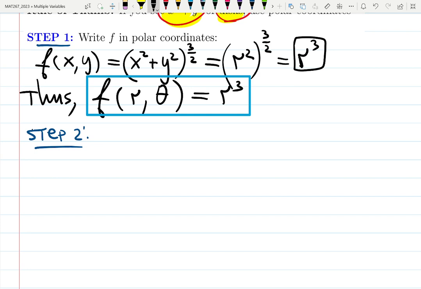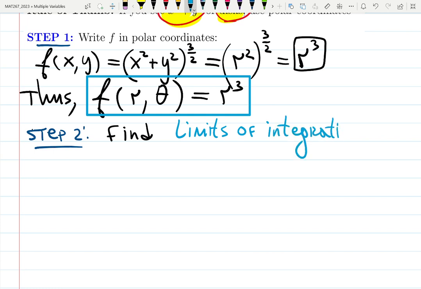So, step 2. Find limits of integration. They don't have to be called A, B, C, D, right? So let's just say limits of integration. And there are many limits. We don't just have one integral. We have 2, so we have 4 limits.